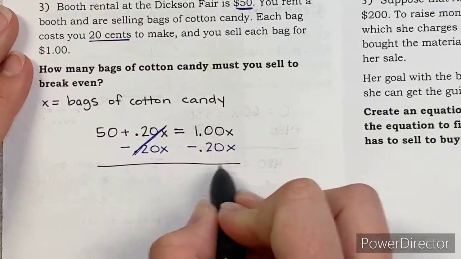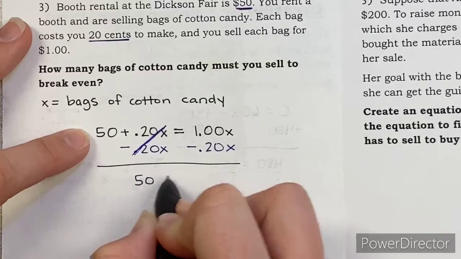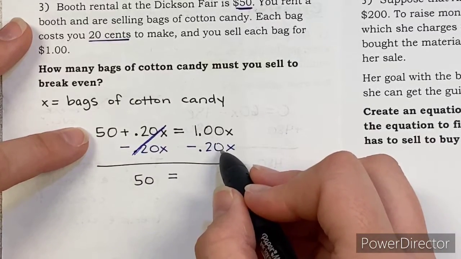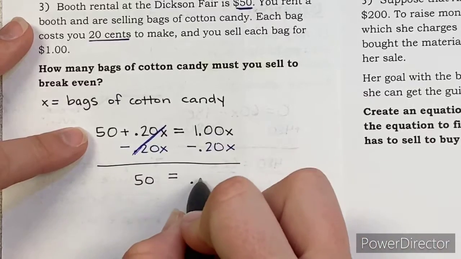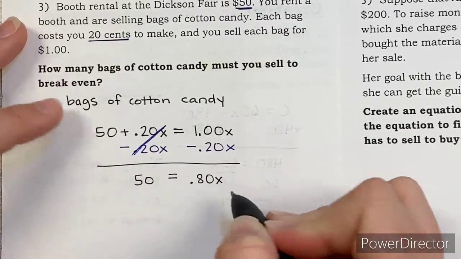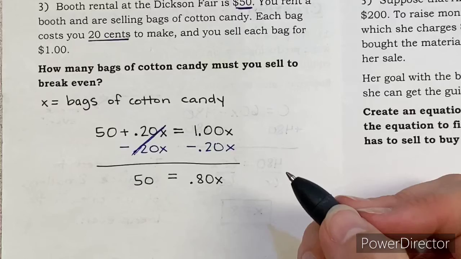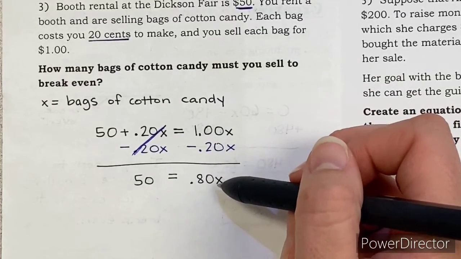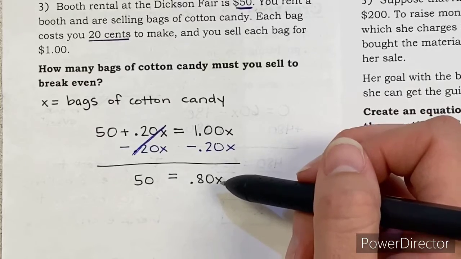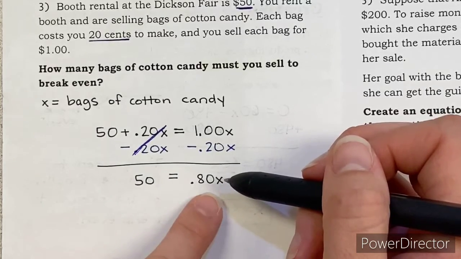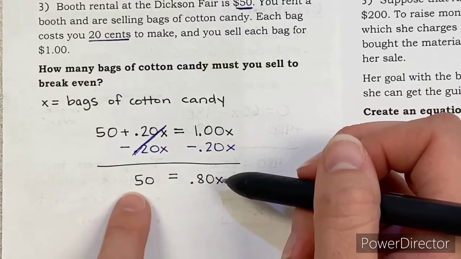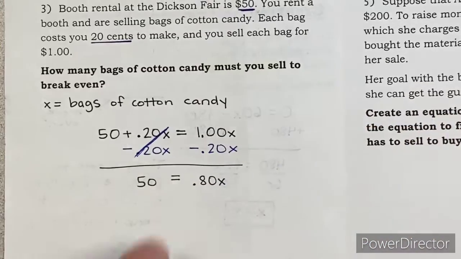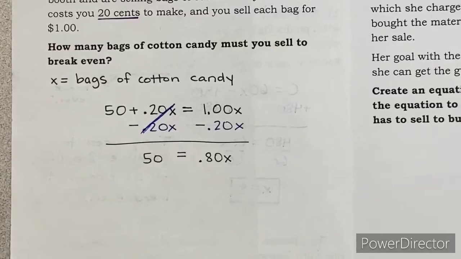And I'm going to be left with 50 is equal to, and then this is just $1 minus 20 cents, which is 0.80x. So normally I would have a student that says, oh, so that means you make 80 cents per bag. That's technically true, but we have to figure out how many bags at 80 cents we have to make or sell in order to make back our $50 that we originally paid. And that's where this next step comes in.